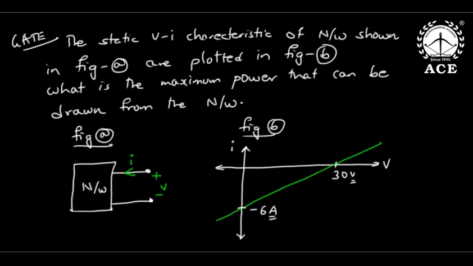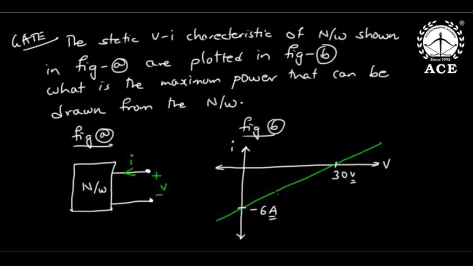See, this time instead of giving the network, he gave the characteristics. That is the logic here. This VI characteristic at the terminals will give this. Now look at the common sense. What is the network having? Is it having only passive elements or active elements? Now look at the characteristics.